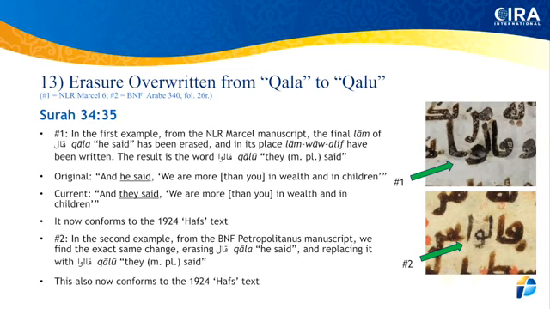Okay, so let's now look at chapter 34, verse 35. Now, look at number 1. Look at the number 1 arrow. So we're looking at the top picture. In the first example from the Marcel manuscript, the National Library of Russia, the final lam of the word, which in Arabic is kala.